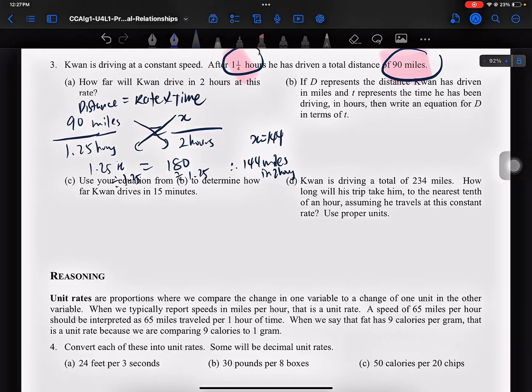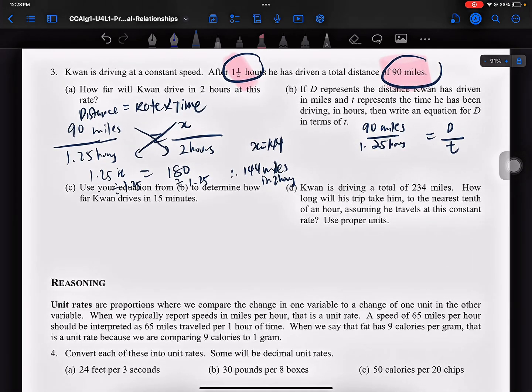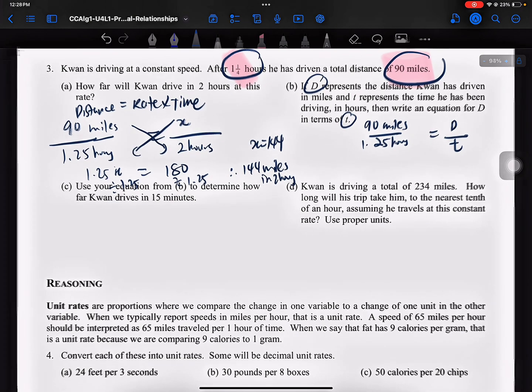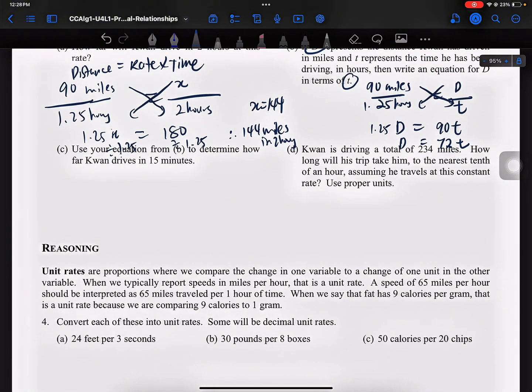Okay, next for B, we write down the equation for 90 miles over 1.25 hours equal d over t, because it says represent as d and t. So I will cross multiply: 1.25d will be 90t. Then d is 72t when I divide both sides by 1.25. This is our equation. So the unit rate is 72 miles per hour.